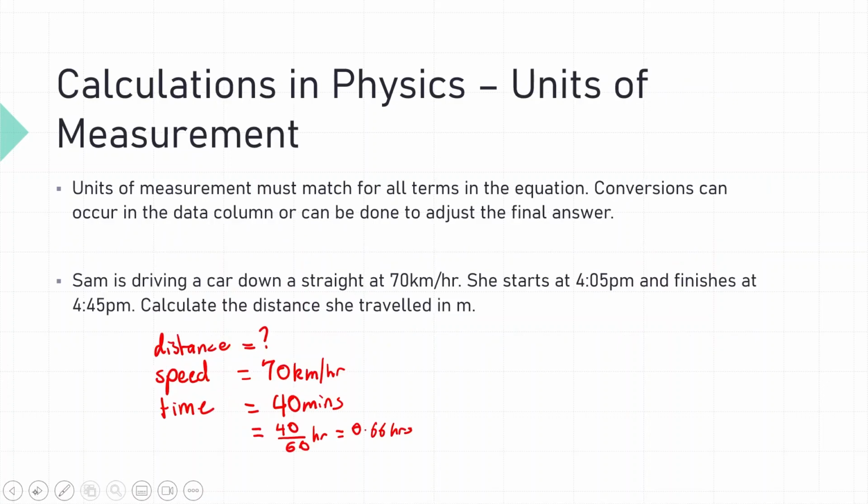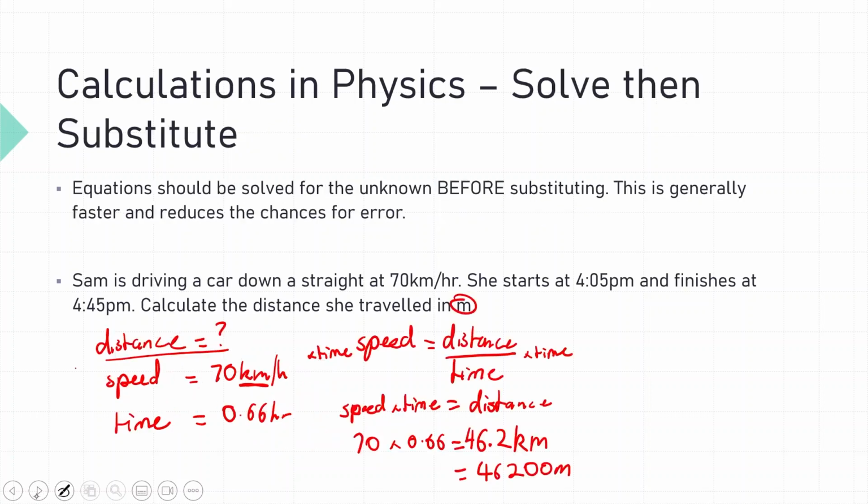Maybe there's some conversions that we do in the data column. Maybe we need to be mindful that there's a conversion that might need to happen at the very end of the calculation. We then need to solve our equation for the unknown, substitute our values in, get our final answer, and double check at the end that our units of measurement match. And there you go, some key skills to complete a calculation in physics.